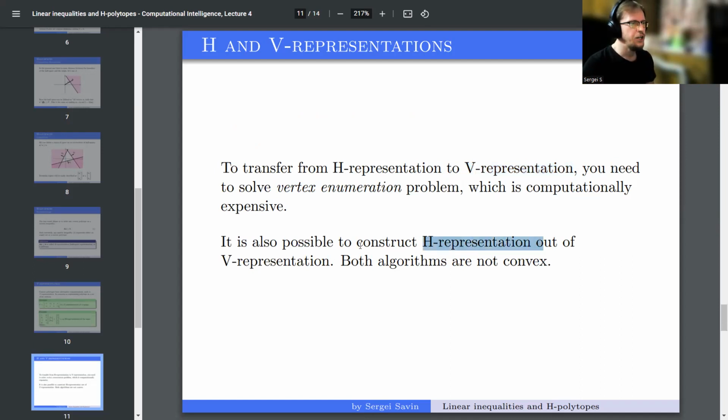And from V to H is also possible. Both algorithms are not convex. You cannot use them inside the convex optimization. You have to use them prior to or after your optimization. But they exist. So if you know vertices, you can always construct H by half spaces. If you know half spaces, you can always construct vertices. So just so you know. That is not even all you can do with polytopes. There are also Z representation and other things, but that's enough for this course.